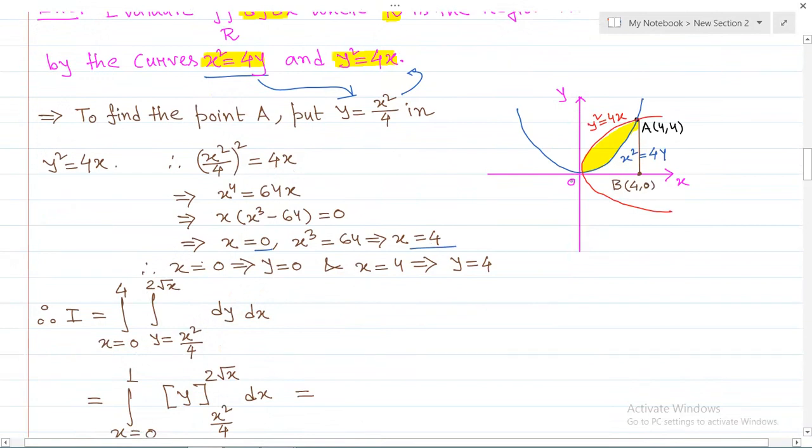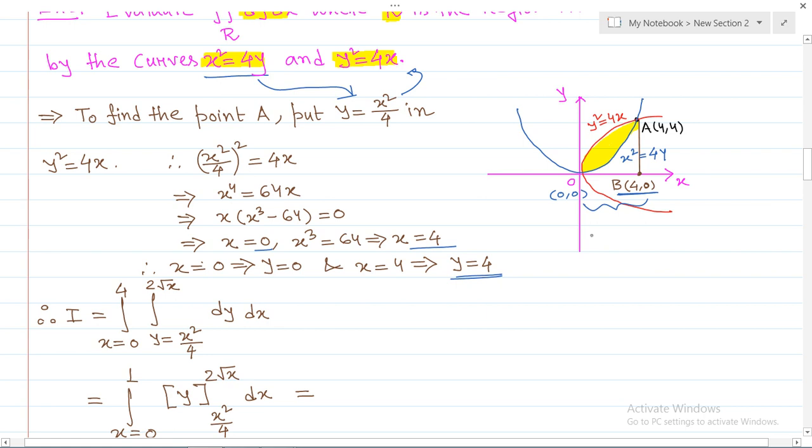So x equal to 0 is the origin, where the coordinate is 0 comma 0, and the other point is 4 comma 4, because if we put x equal to 4, y is also coming 4. Now from this point, we have to draw a perpendicular to the x-axis. It will meet the x-axis at a point B, 4 comma 0. So this should be the range of x for which this whole portion will lie.